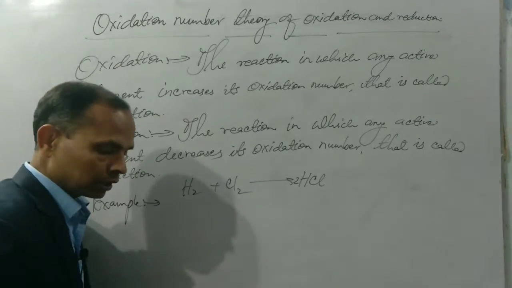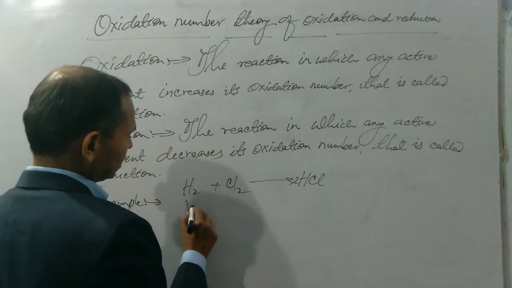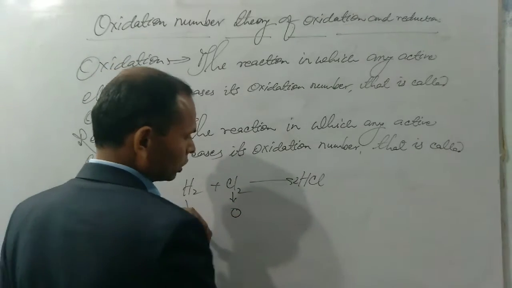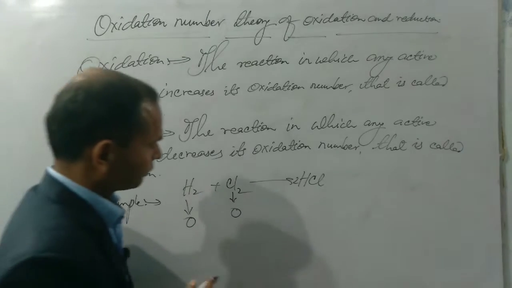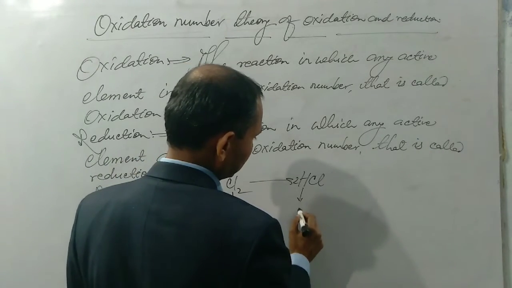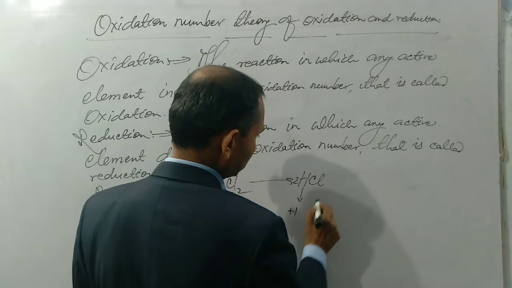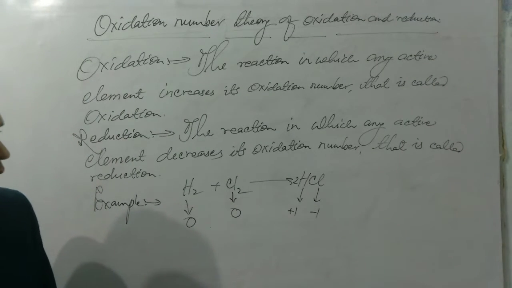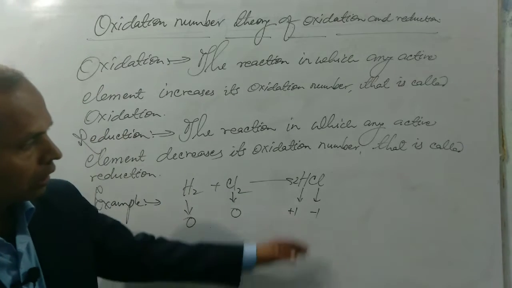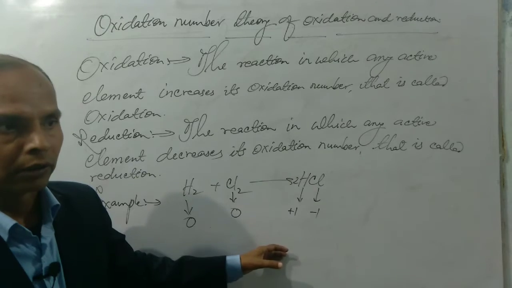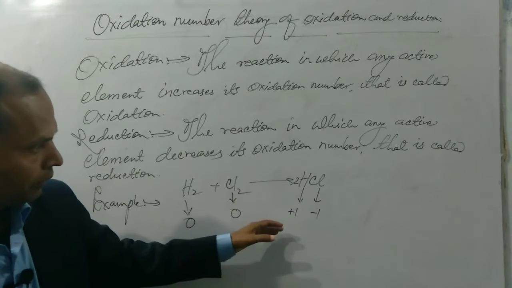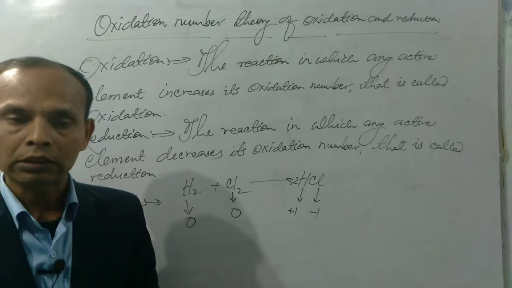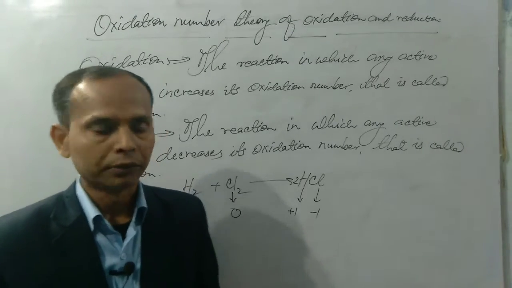In the free state, the oxidation number of all the elements is found to be 0. So, the oxidation number of hydrogen will be 0. Similarly, the oxidation number of chlorine will also be 0. These are all free states. In hydrogen chloride, the oxidation number of hydrogen is +1 and the oxidation number of chlorine is -1, because in the combined state the oxidation number of hydrogen is generally +1. Since +1 is the oxidation number of hydrogen, the oxidation number of chlorine will be -1, because the sum of the oxidation numbers of all the elements present in a molecule is found to be 0. This is the rule.